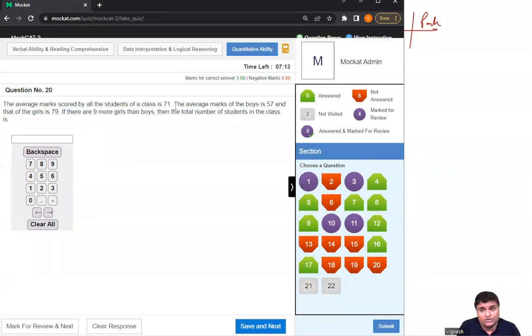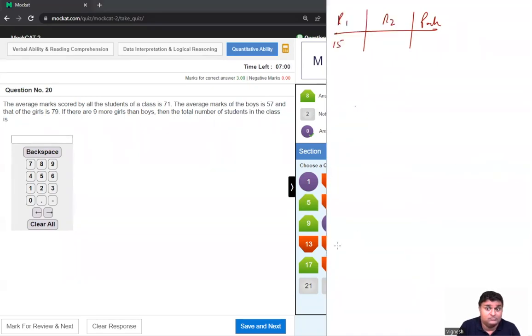Average marks scored by all students is 71. Marks of boys is 57. That of girls is 79. The number of girls being 9 more than boys is also given. We need the total number of students. So how do we do it?